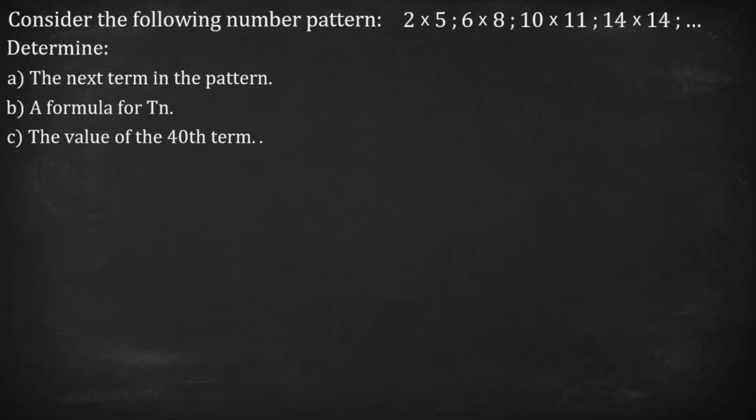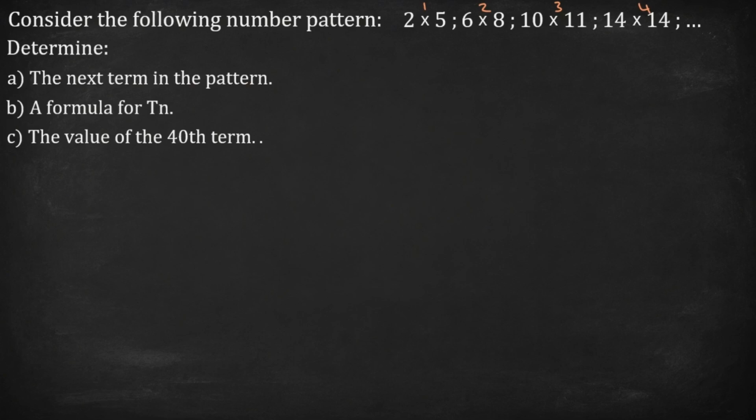Let's do one more exam style question for this video. Consider the following number pattern. 2 times 5, which is our first term, 6 times 8, which is the second term, this is the third term, and this is the fourth term. Now the first part of this question says we have to determine the next term in the pattern.